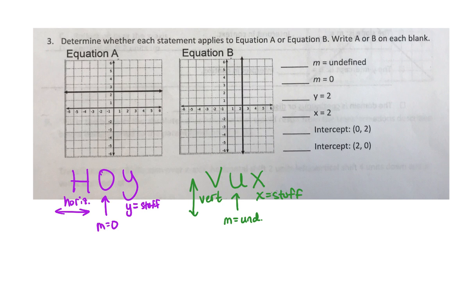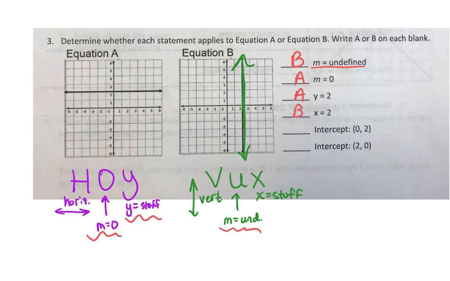So let's see what we got here. M is undefined. So I know automatically that that's going to be the vertical line one, which is equation B. M equals 0, well, that's going to be the horizontal one, so that was equation A. Y equals 2, that's a y equals stuff, so that's going to be the horizontal line, equation A. X equals stuff, that's going to be the vertical line, so that's going to be equation B.